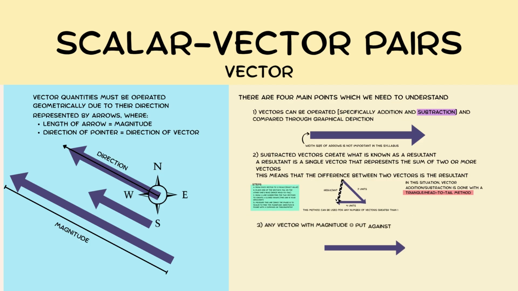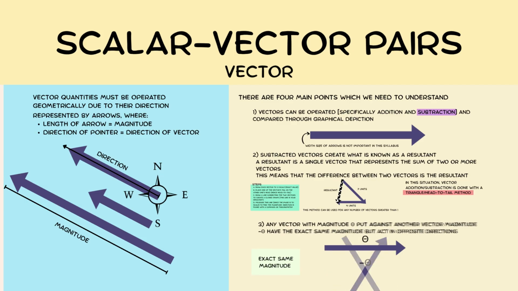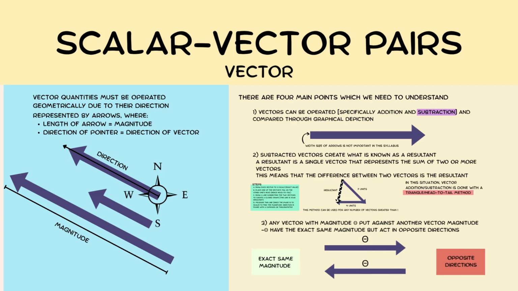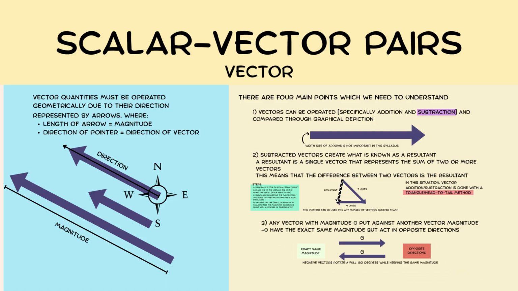3. Any vector of magnitude theta put against another vector of magnitude negative theta has the same magnitude but opposing directions. This is because negatives indicate a 180-degree rotation in direction while keeping magnitude the same. 4. The sum of any two vectors which have opposing directions but the same magnitude will have no resultant as they will cancel each other. Any other situation will result in a resultant in a specific direction.